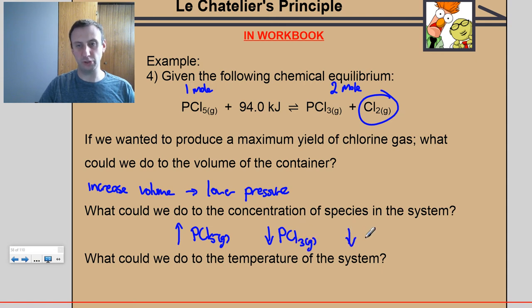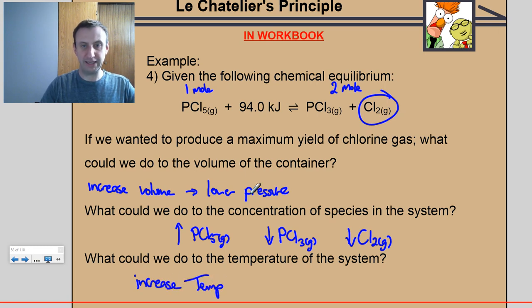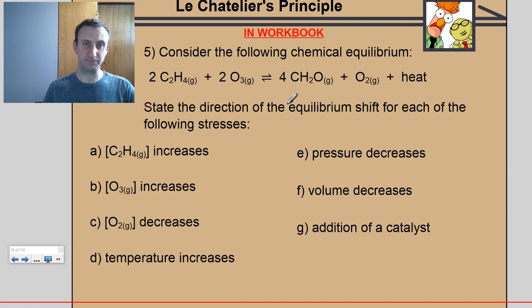And I can also lower or collect out Cl2, and then we'll make more in order to bring it back up again. Last thing, what can I do to the temperature of this system in order for us to increase Cl2 yield? I would want to increase temperature. By increasing the temperature, I cause a right shift, which is the endothermic reaction direction, which will use up the heat. So by shifting to the right, it's going to bring temperature back down.